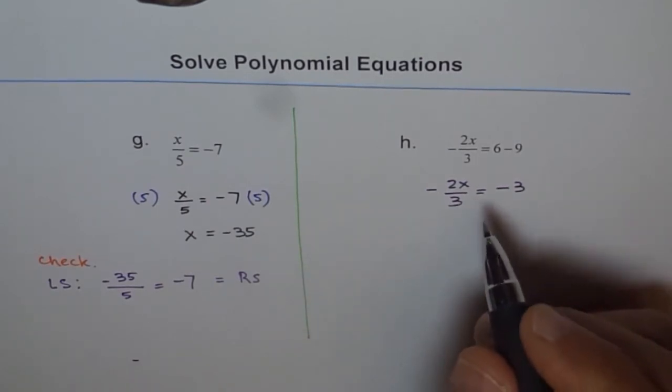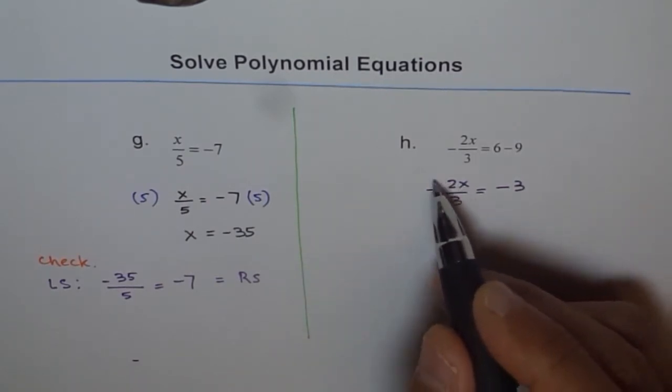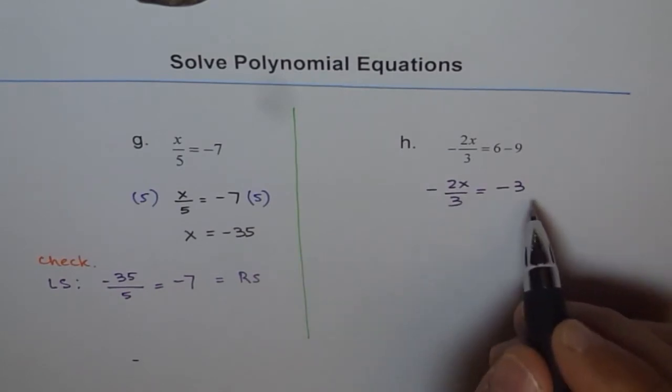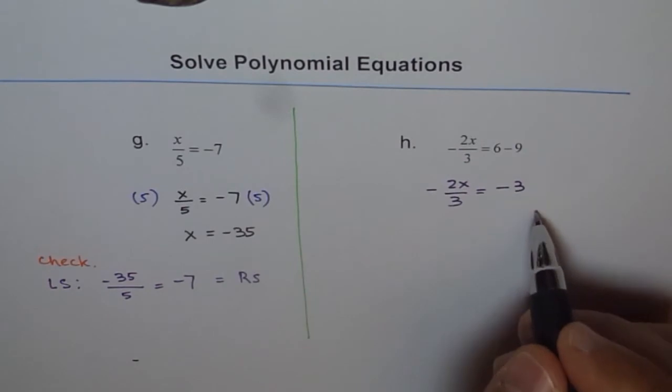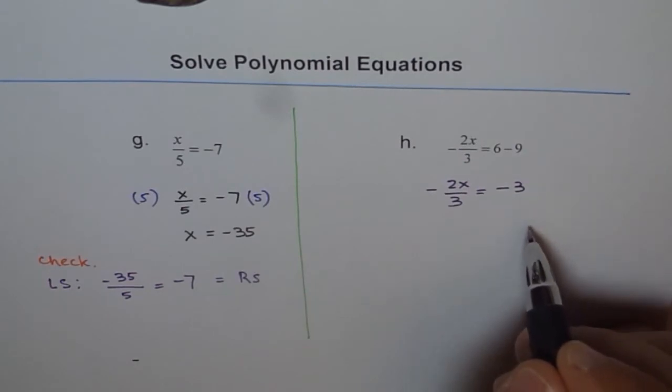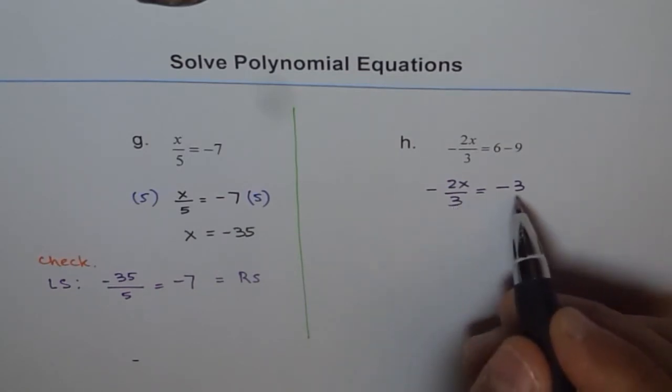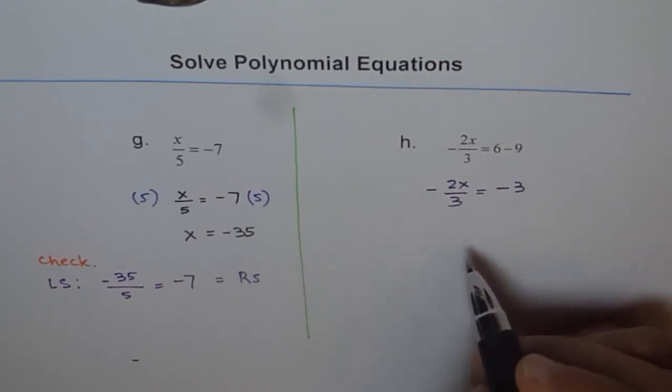Or we can multiply by the reciprocal of this amount, that is times minus 3 over 2, doing all the steps together. So all three are our options. Let's take the simplest one. We'll multiply by 3 on both sides first, okay?